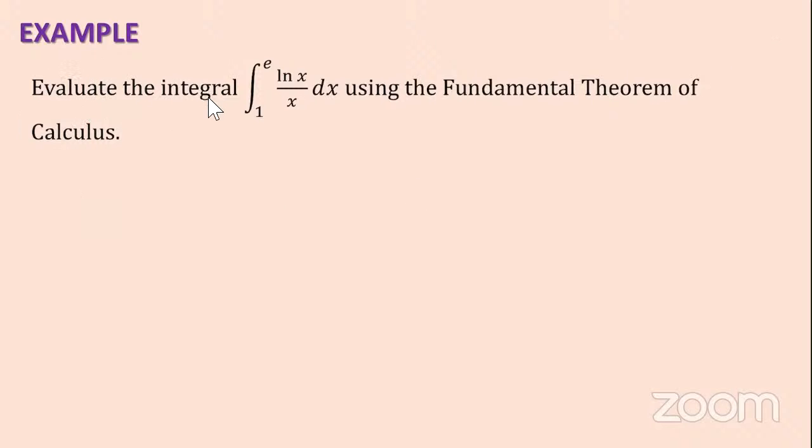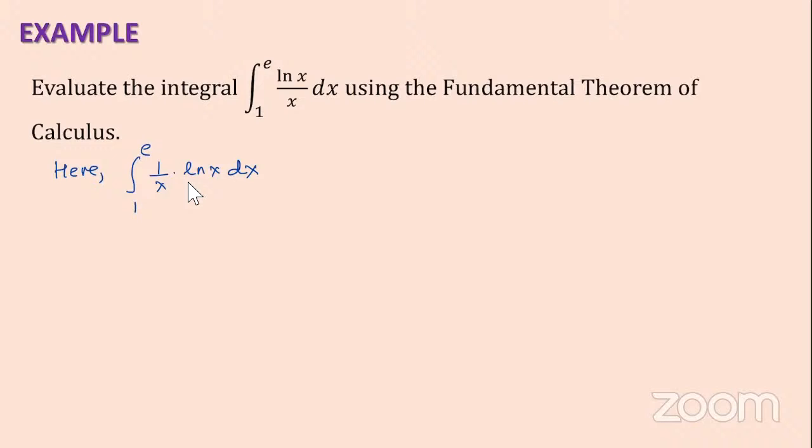Example, evaluate the integral from 1 through e of natural log x over x dx using the fundamental theorem of calculus. So let me write that question here. The definite integral from 1 through e of 1 over x times natural log x dx. Because log x over x is the same as 1 over x times the natural log x dx. By writing it like this, I can clearly see that the derivative of the natural log x, which is 1 over x, is also within the integral.